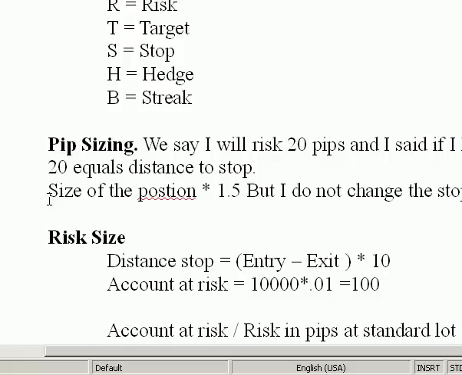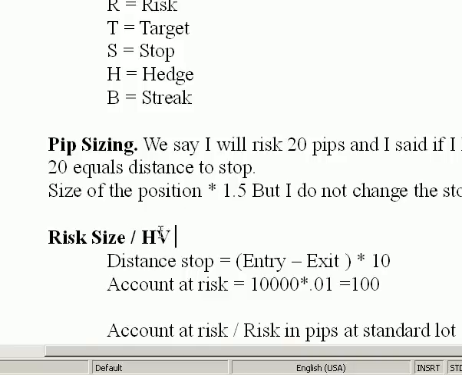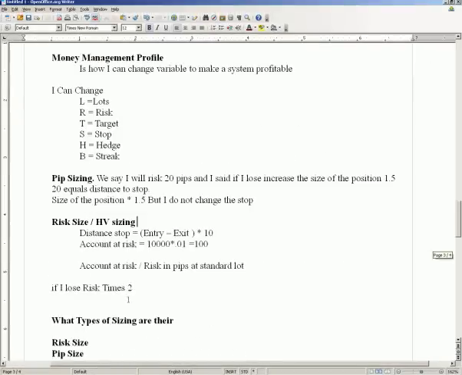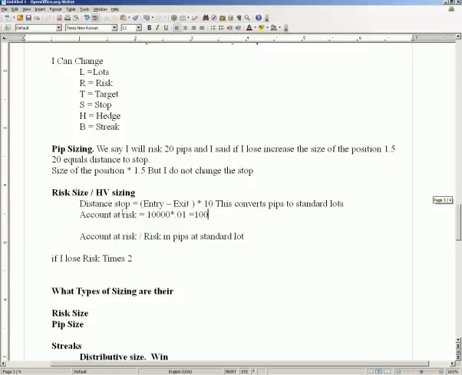Now, risk sizing has another term: volatility sizing, risk sizing slash HV sizing. I take the distance to stop, the entry minus the exit, times 10. This converts pips to standard lots. Now, I take the account size at risk, 10,000 times 0.01 equals $100 risk. I take the account at risk and divide it by the pips at one standard lot. This will equal the percent of a standard lot I want to buy.